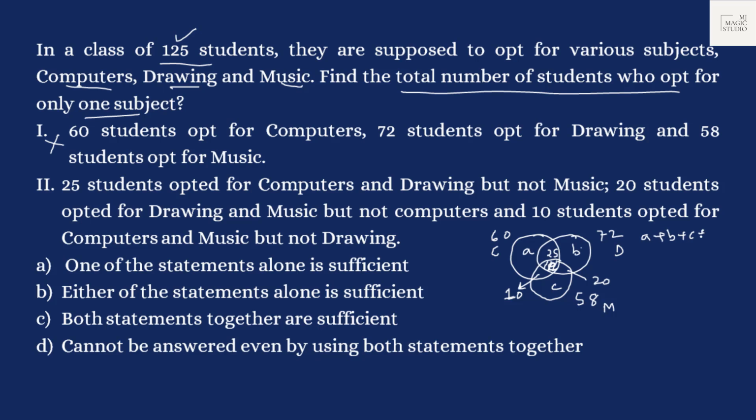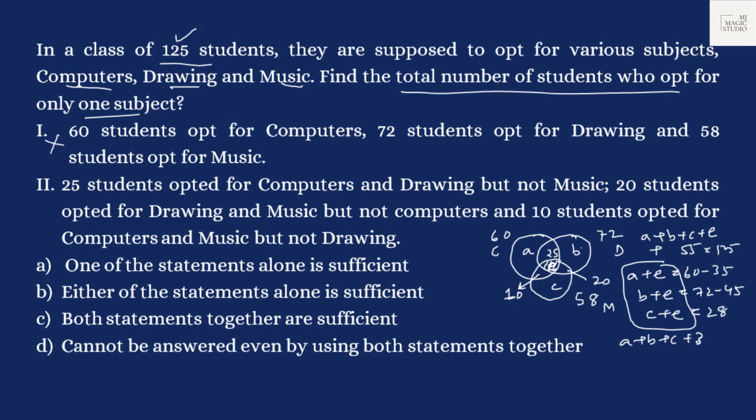Let's see how. The first equation we have is A plus B plus C plus E plus 25, 10, 35, 55 is 125. Similarly, we will have A plus E equals 60 minus 35, B plus E equals 72 minus 45, and C plus E equals 58 minus 30, that is 28.